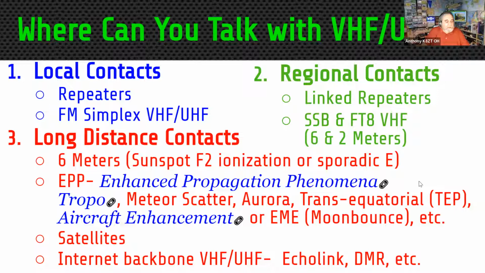On the VHF-UHF bands, there's a number of what I'll refer to as EPPs, enhanced propagation phenomena. These include tropospheric ducting. These are when you hear about the contacts between Hawaii and California on VHF-UHF bands, meteor scatter, aurora, transequatorial, TEP, also something called aircraft enhancement. Another form of bouncing things off would be bouncing them off the moon with EME, Earth, Moon, Earth.